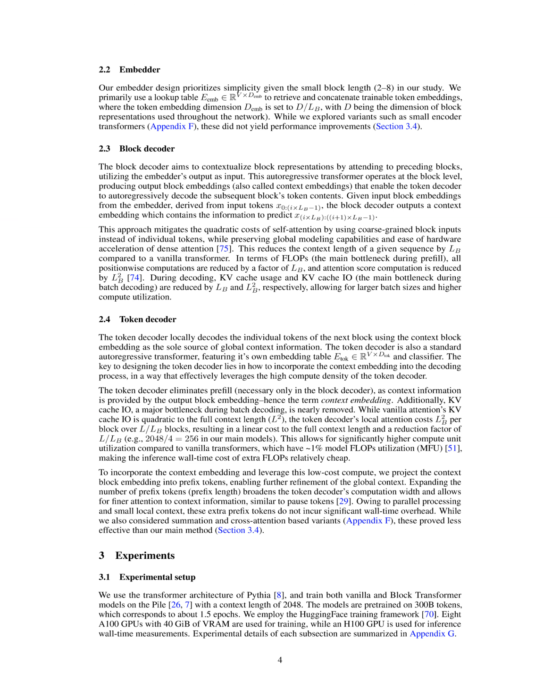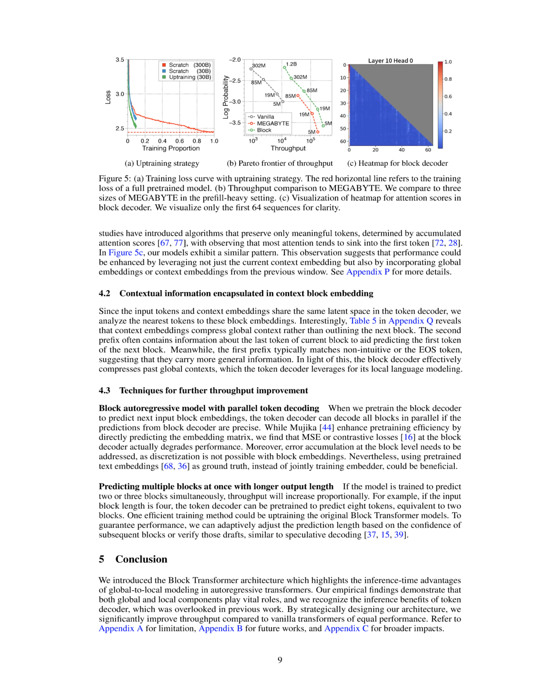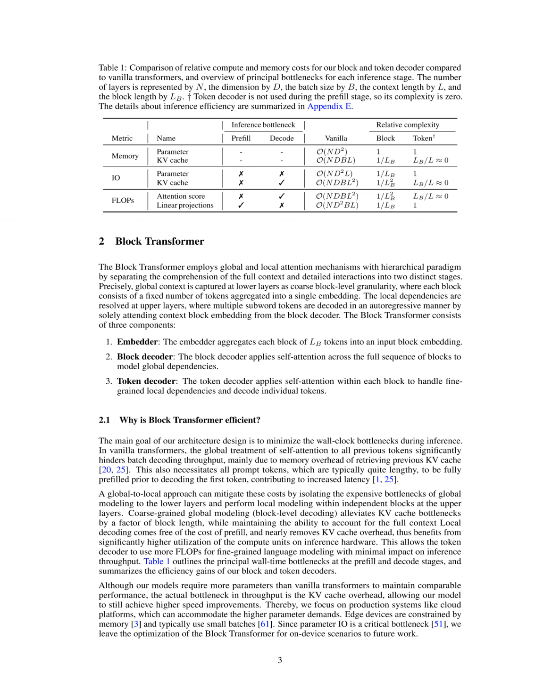The block decoder contextualizes block representations by attending to preceding blocks. It operates at the block level, producing output block embeddings that enable the token decoder to decode the subsequent block's token contents. This component reduces the context length of a given sequence by L_B compared to a vanilla transformer, thereby improving efficiency. 3. Token decoder.